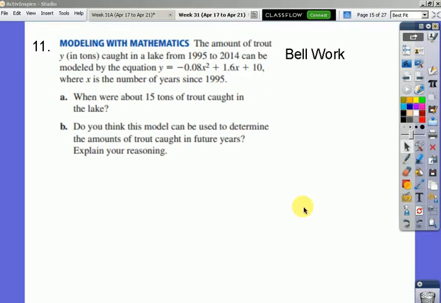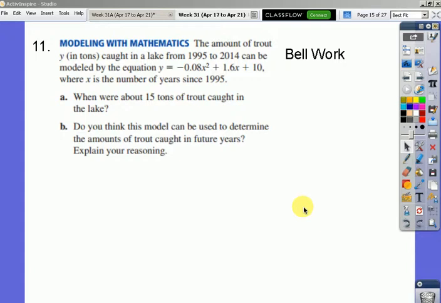So here we have quite a challenging modeling problem. It says the amount of trout y in tons. So we want to make note of the units. It's in tons. Caught in the lake from 1995 to 2014 can be modeled by the equation y equals negative 0.08x squared plus 1.6x plus 10, where x is the number of years since 1995. Part A says, when were about 15 tons of trout caught in the lake?